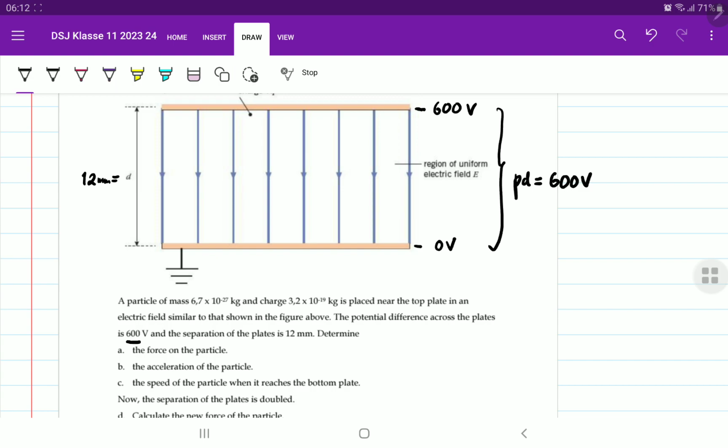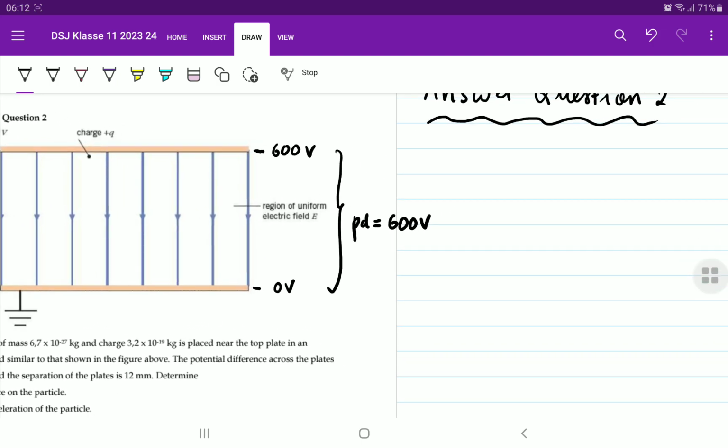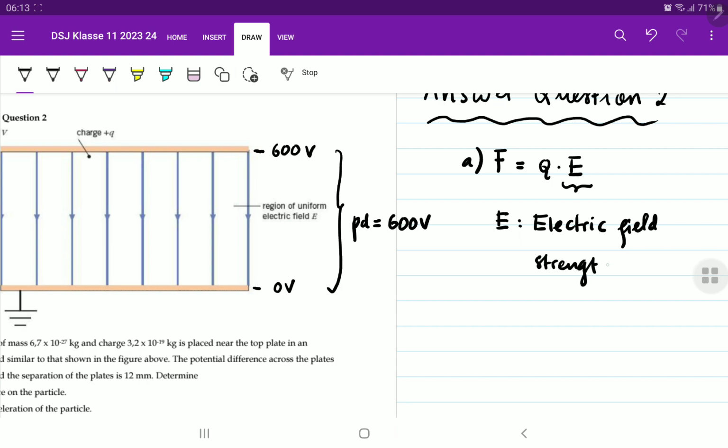Now, calculate the force on the particle. Let's start. Force in an electric field, in general for all types of electric fields, is always Q times E. Now, this E stands for electric field strength.